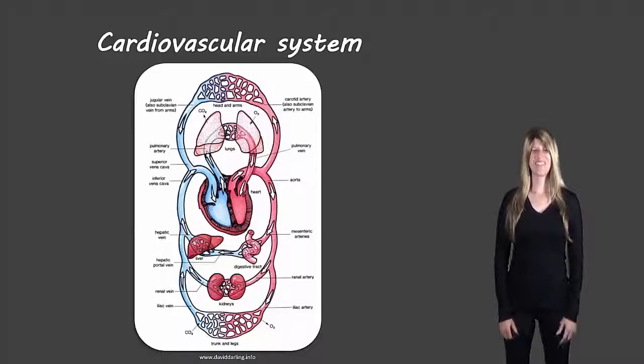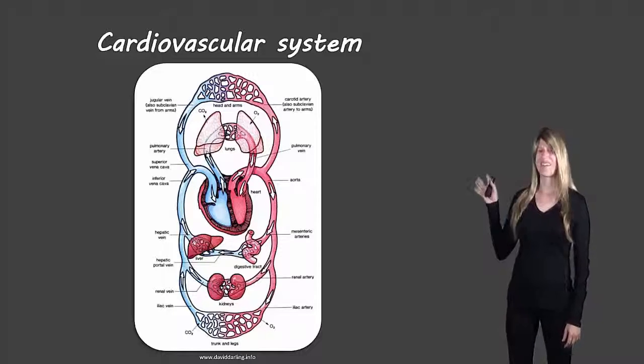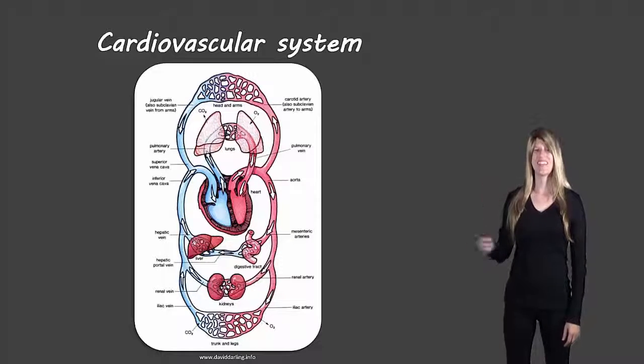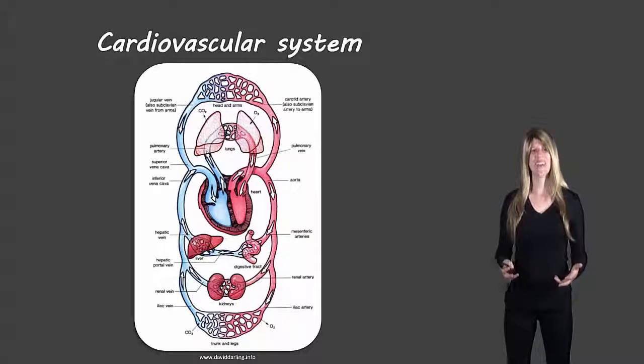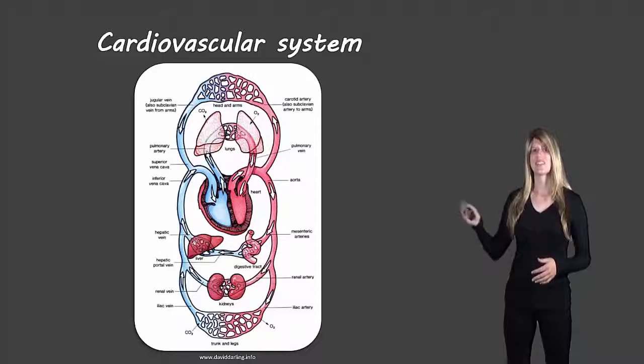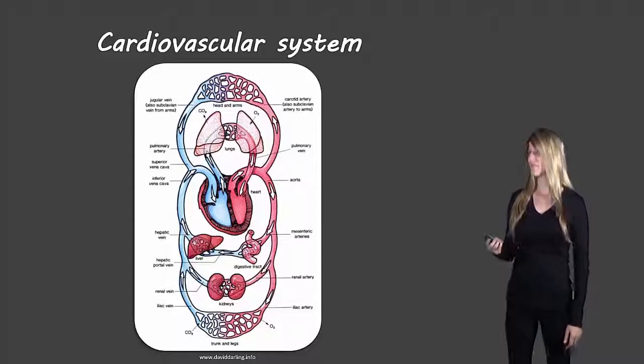Hello students, Miss Swanson here, and today we're going to learn about the cardiovascular system. This is sometimes referred to a little bit incorrectly as the circulatory system. The reason it's not quite correct is there are also other parts to the circulatory system in addition to the cardiovascular system, and we're just going to focus on the circulation of the blood through the body.